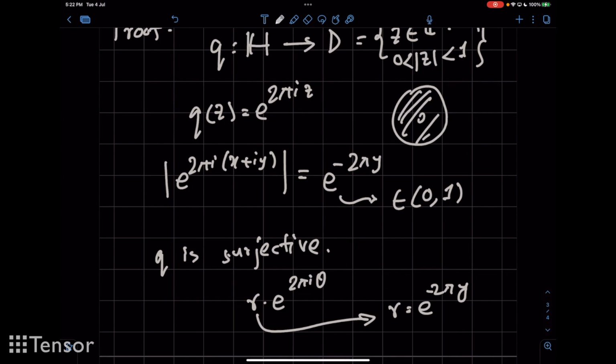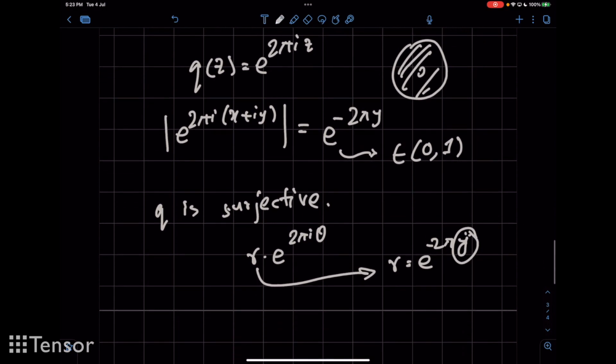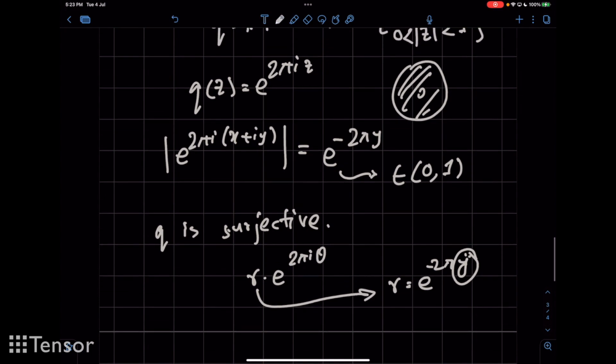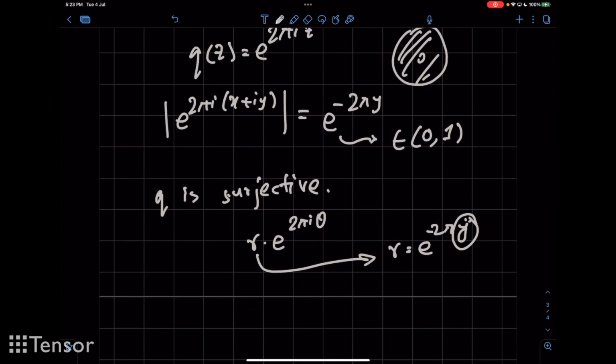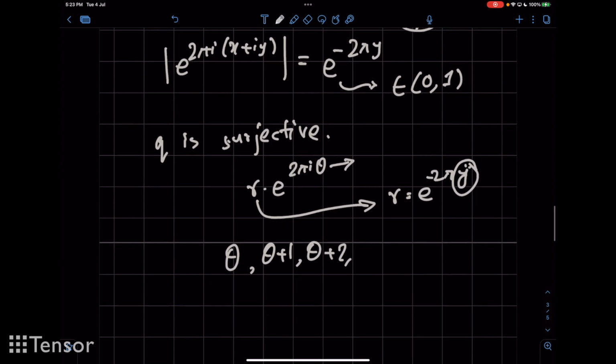And the choice for y is unique in this case. But the thing is, the choice for theta is not unique. Here the values theta, theta plus 1, theta plus 2 all give the same point. So this is a surjective map but not injective. Let me write it again.